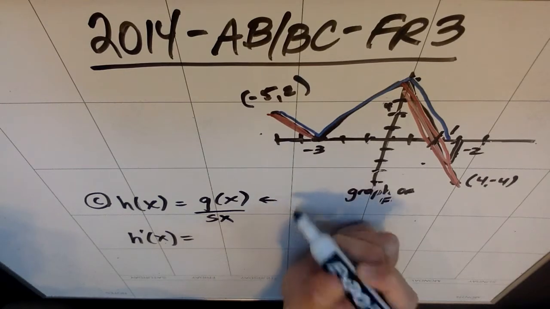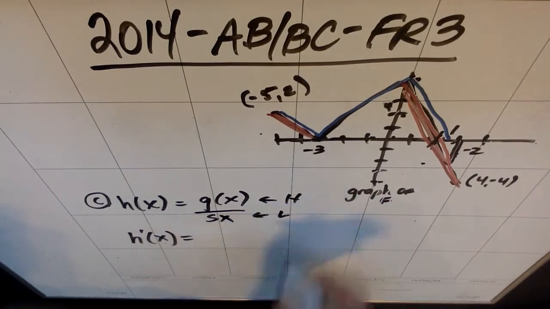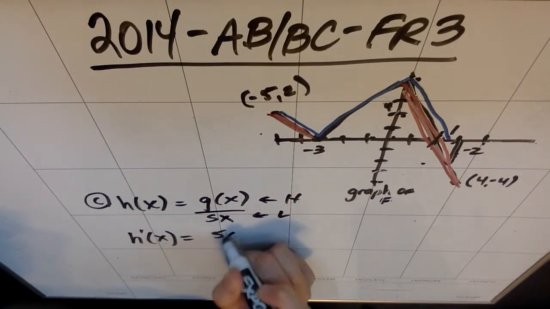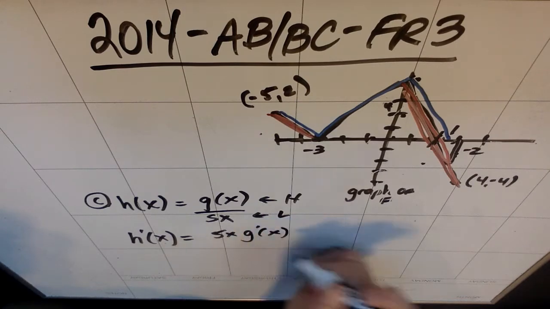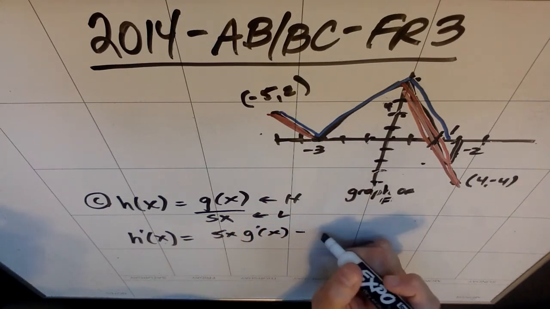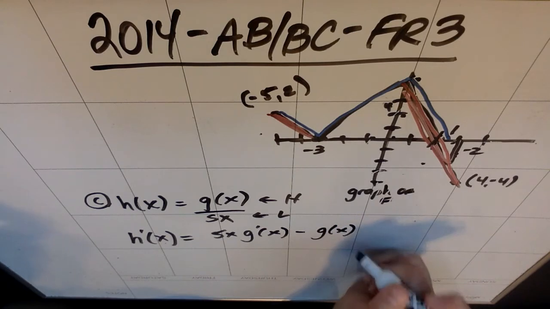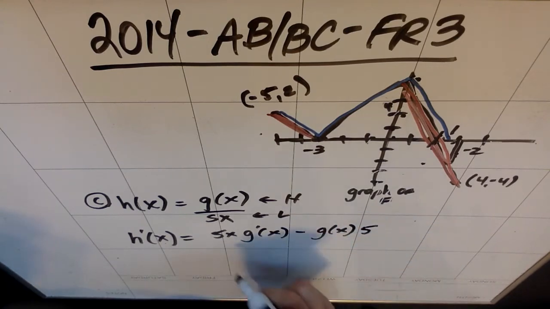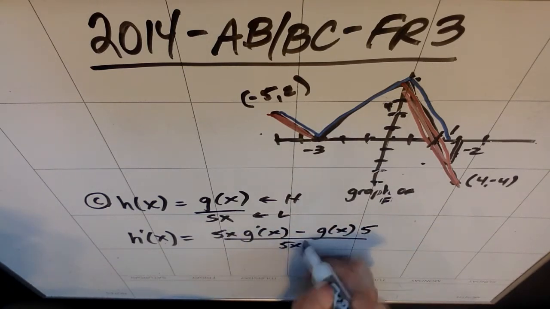Well, this is a quotient rule, right? This is a high function, this is my low function. So low, which is 5x, d high would be g prime of x, right? Minus high, which is g of x, d low, which is 5, right? Draw the line, square the low, which would be a 5x quantity squared.